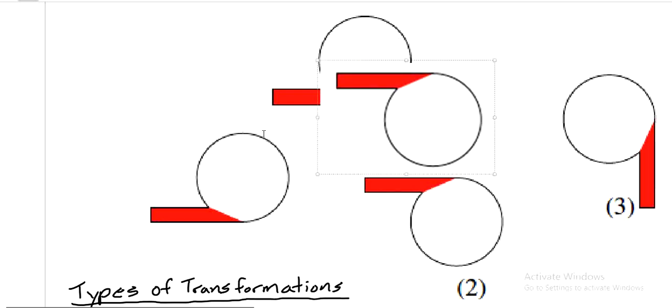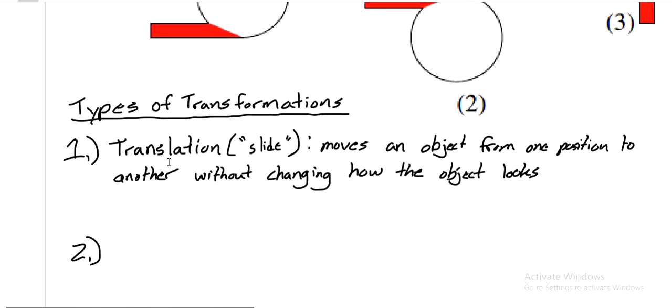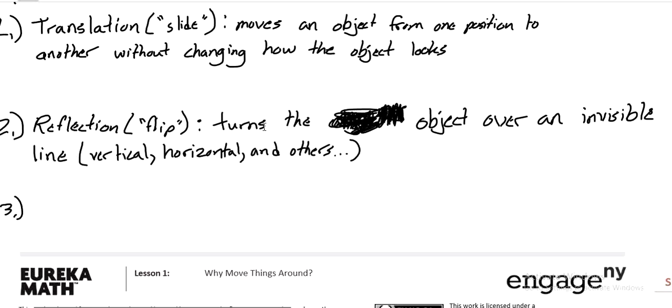So keep that in mind, but we see that flipping the object makes it look the same. So our second, the official type of transformation, the official name for it is a reflection, which you can think of as a flip. The official definition for a reflection is that it turns the object over an invisible line, and that line might be vertical, horizontal, and there's other types that we'll talk about later on. Do not include this scratch out thing here. My computer had somewhat of a breakdown, so we're going to ignore that.